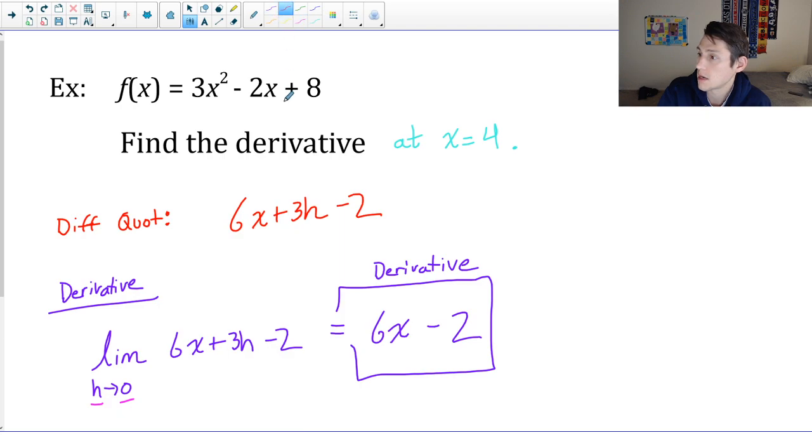And again, reminder, derivative is the same thing as saying slope of the tangent line. You'll definitely see that on the PFA, is that the wording will say slope of the tangent line. It just means the derivative.